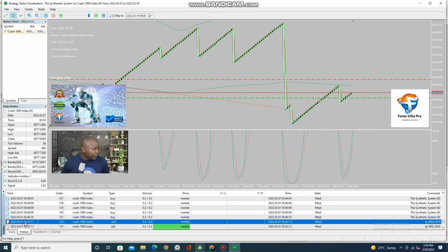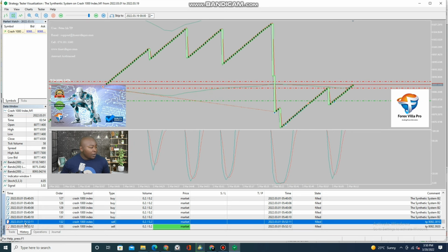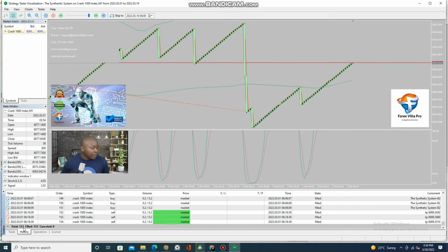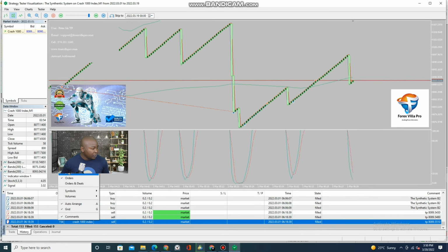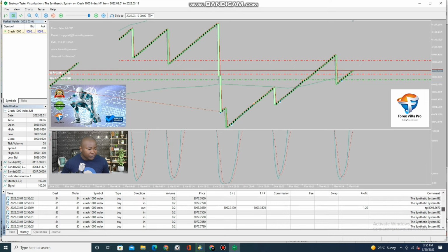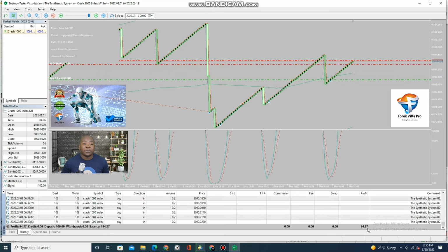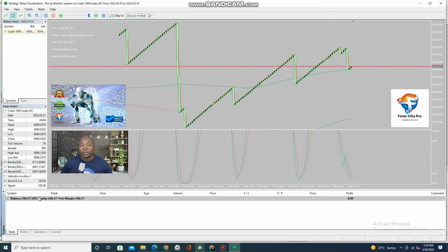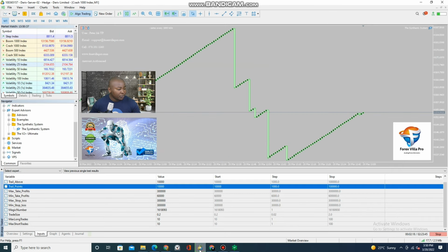We're trading at 5 a.m., 8 minutes to 6 to be precise, and already we've made 100. Let's open deals and see how much we've made so far. We've made 94 USD, just like that. Look, we started with 100 USD, now we're at 206 USD. This is crazy, man.